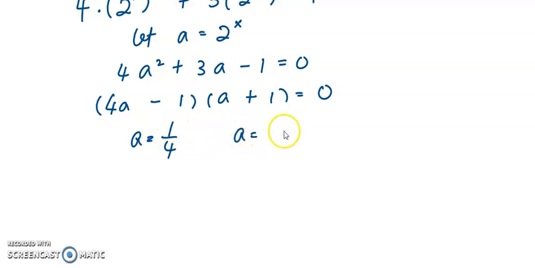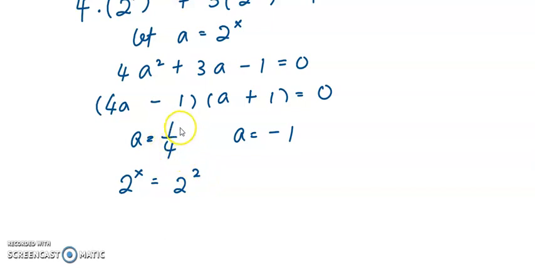The other answer is a equals to negative 1. So now substitute back the a to the 2 power of x. 2 power of x is your a, and 1 over 4, I'm going to change the 1 over 4 in the index number where the base is 2. So this is a 2. 4 is 2 square, and 4 actually is at the denominator.